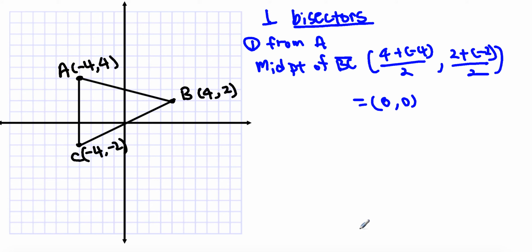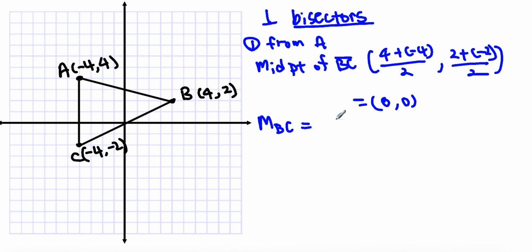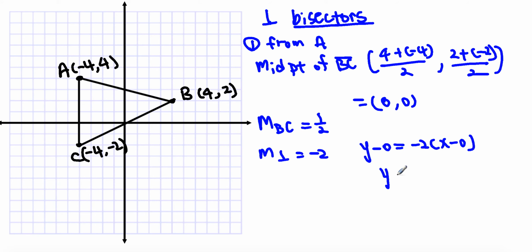Now, the next step is we need to find the slope of BC and then find the slope of the perpendicular line to that. The slope of BC, since we calculated that already in the previous one, I'm just going to borrow that, it was 1/2. So the slope of the line that's perpendicular to that would be negative 2. So our equation of the perpendicular bisector in this case would be y minus 0 equals negative 2 times x minus 0, which we can easily see is y equals negative 2x. That's the first one.